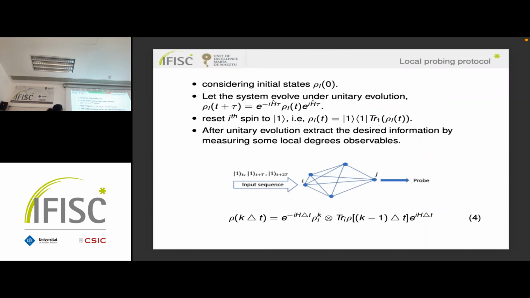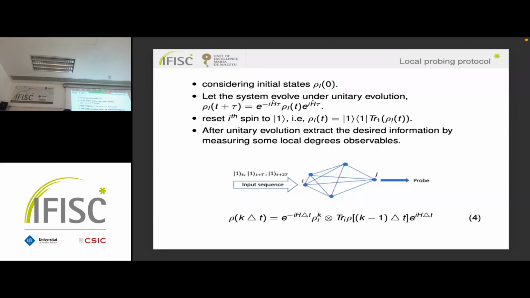The local probing protocol is basically this: we consider two initial states of the system represented by rho L at time zero, where L can take the value 1 or 2. Then we let our system evolve unitarily, from t to t plus tau. Then we randomly choose one qubit from this network and reset its state. It's not like the separation should be one; that's just an easy choice. We reset the state of this qubit, and we once again let the system evolve. This process is done for rho 1 and rho 2.